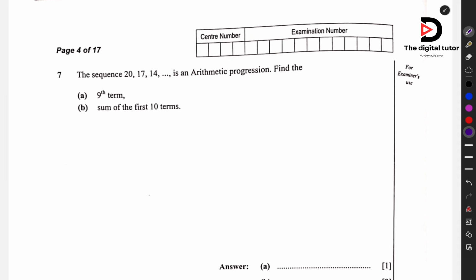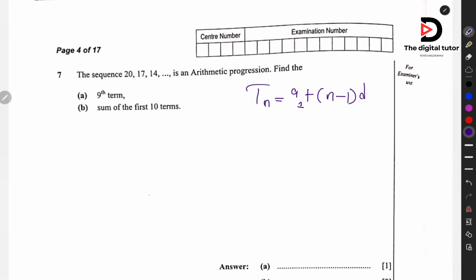So this is AP. Now the first question is find the 9th term. The first thing that you should know is the formula for the nth term of an AP. Since you are looking for the nth term, you can say the nth term is equal to the first term plus the number of the term that you're finding minus 1, then multiplied by the common difference. So A is the first term.